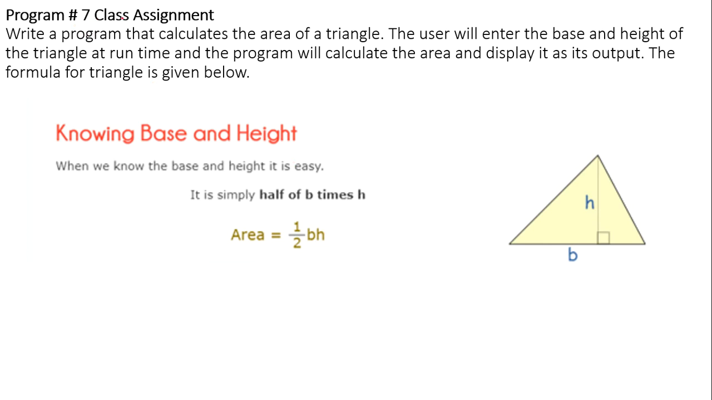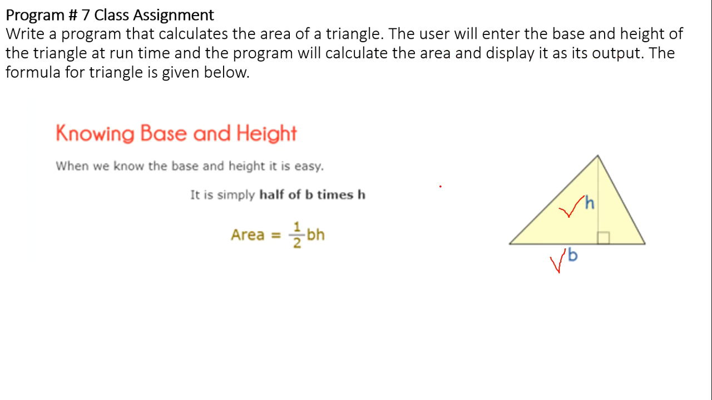Okay, program number 7, that is the class assignment. Very easy, same like the program number 6. The program will calculate the area of a triangle. The user will enter the base and height of the triangle at runtime. So what will be the input? Input will be the base and height of the triangle, b and h. These are the inputs, and the program will calculate the area and display it as its output.